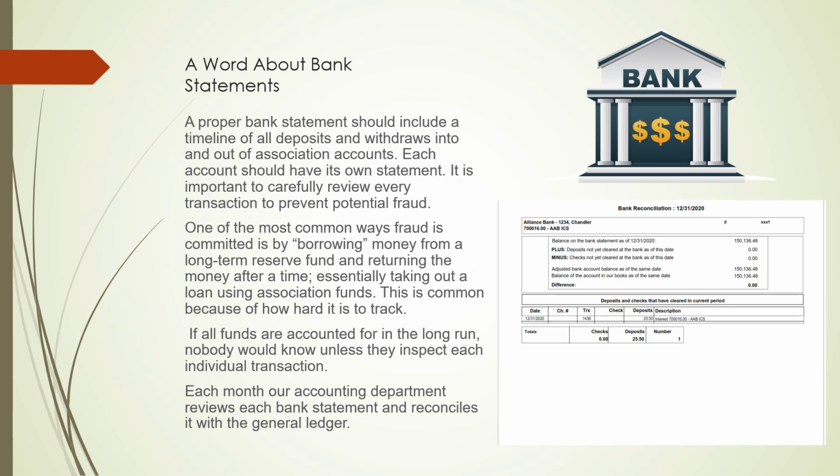One of the most common ways fraud is committed is by borrowing money from a long-term reserve fund and returning the money after a time, essentially taking out a loan using association funds. This is common because of how hard it is to track. If all funds are accounted for in the long run, nobody would know unless they inspect each individual transaction. Each month, our accounting department reviews each bank statement and reconciles it with the general ledger.